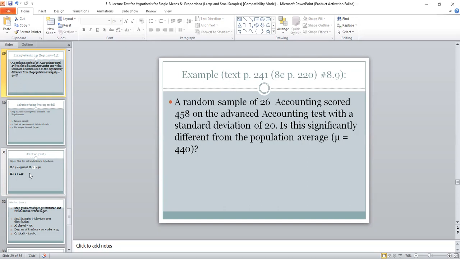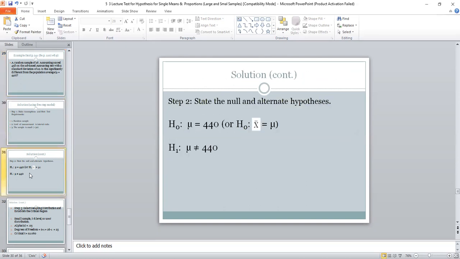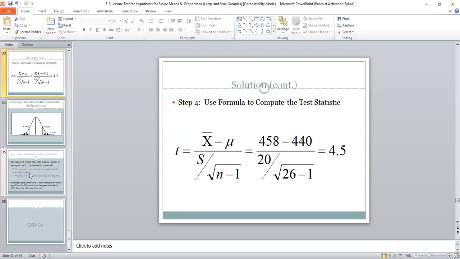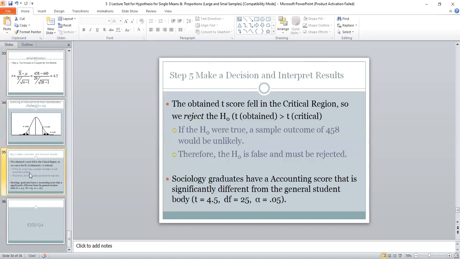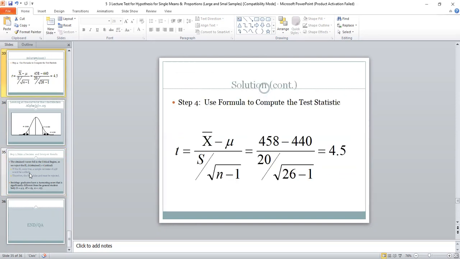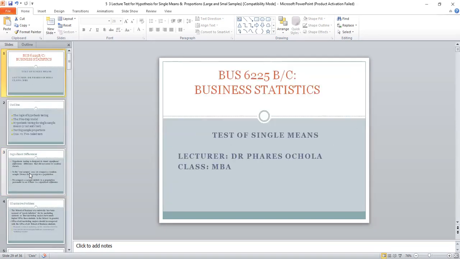So this is a small sample, so use the student T test, which is here. And that is it. That is the test for single means. Any question, please? I'll be visiting the chart. That we are clear.